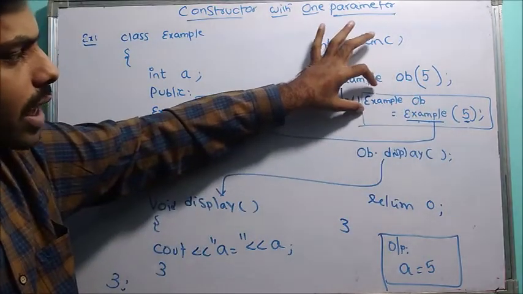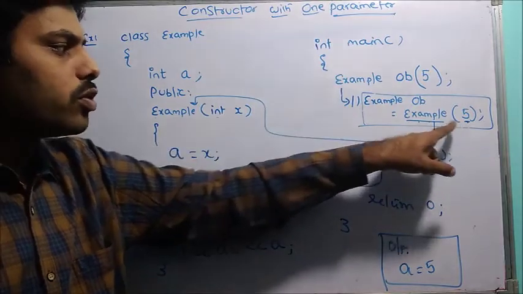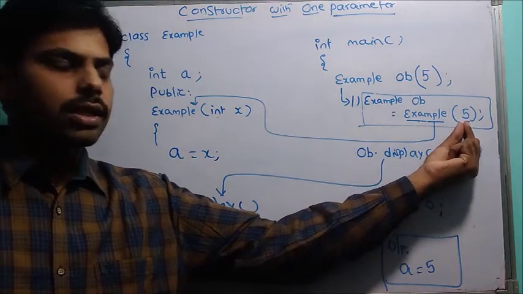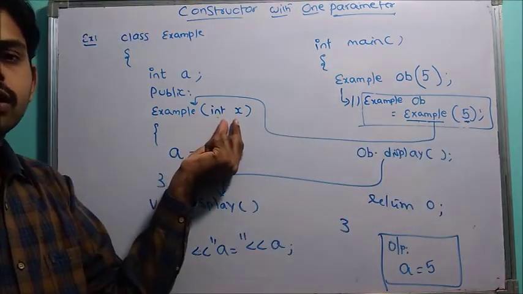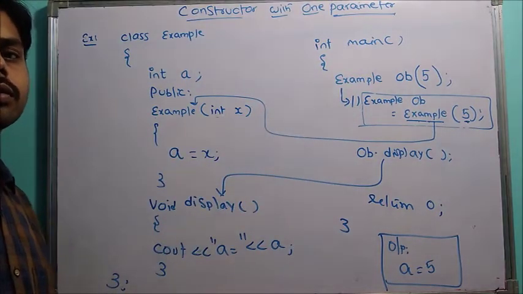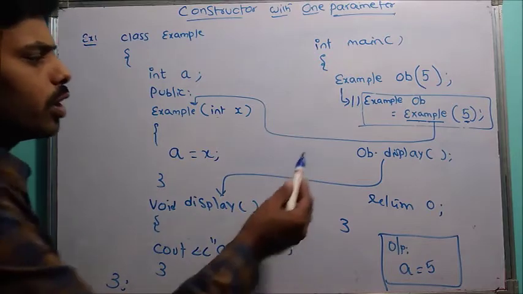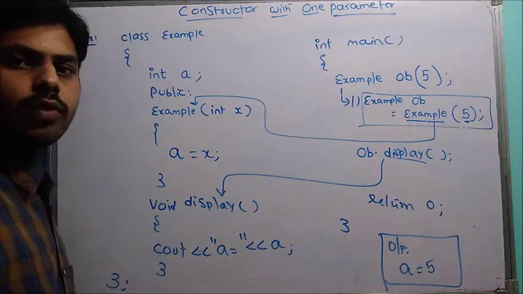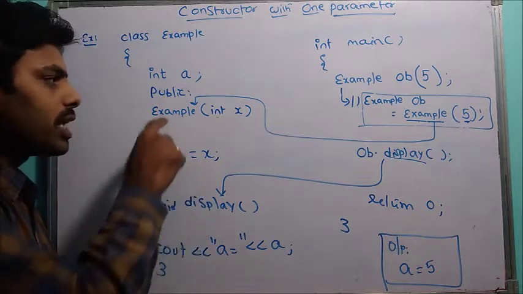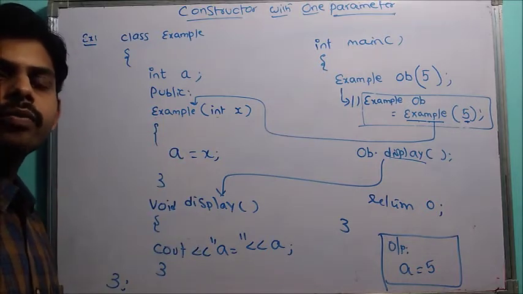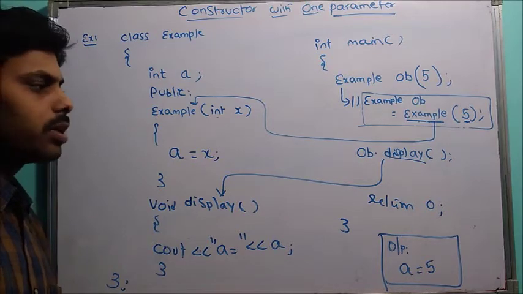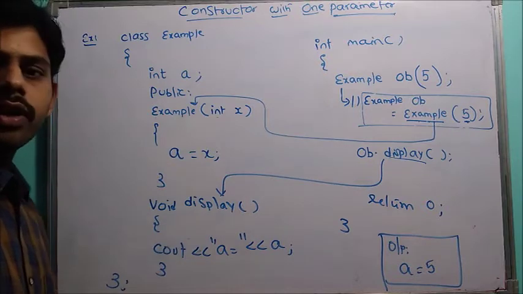Internally, it will be executed like that: example OB equal to example of 5. If you see this, these two are the same. Example, that is a constructor with one parameter. So whenever a new object is created, the constructor function will be executed automatically. Here, if you observe, display is a normal member function. That's why I am calling like this, ob.display. No need to call ob.example. Why? Because it is a constructor function, so it is automatically invoked by the compiler. That is the concept. So this is an example for a constructor with one parameter.